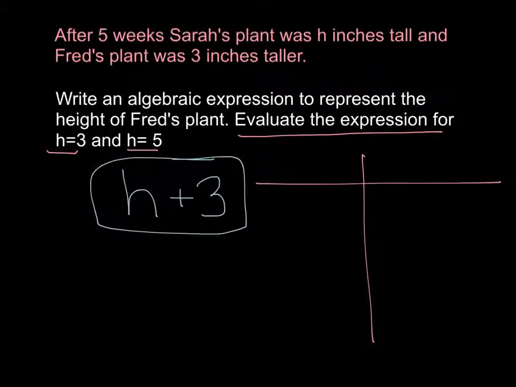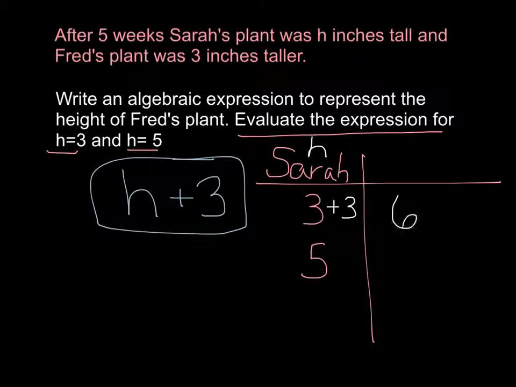So we can make a table. We can say if Sarah's plant is 3 and 5, then Fred's plant has to be, because this is H, it has to be 3 plus 3, so Fred's must be 6. The 5 must be plus 3, so Fred's must be 8. So you can use an expression to continue figuring out how tall Fred's plant actually is.